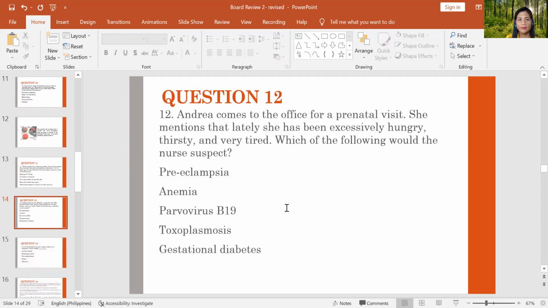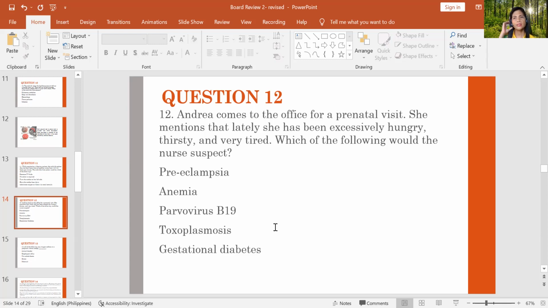Question number 12. Andrea comes to the office for a prenatal visit. She mentions that lately she has been excessively hungry, thirsty, and very tired. Which of the following would the nurse or midwife suspect? Preeclampsia, anemia, parvovirus B19, toxoplasmosis, or gestational diabetes.